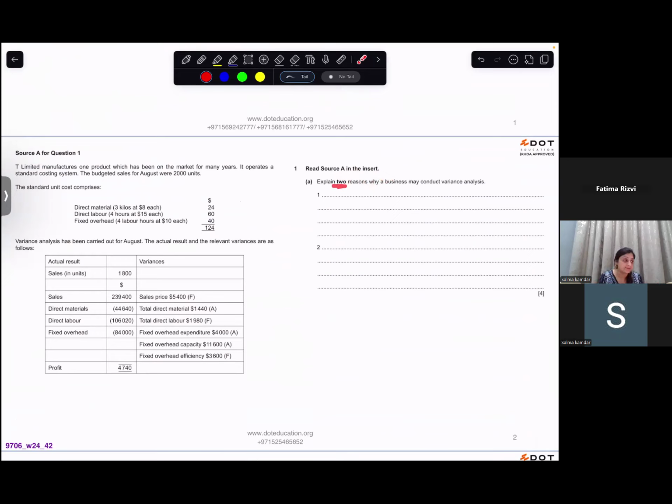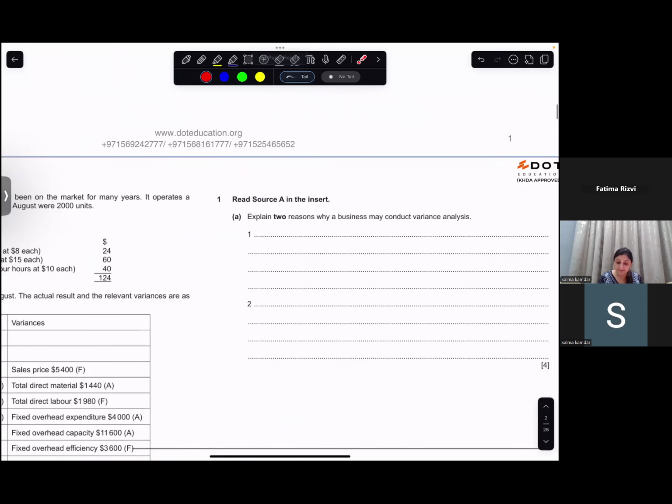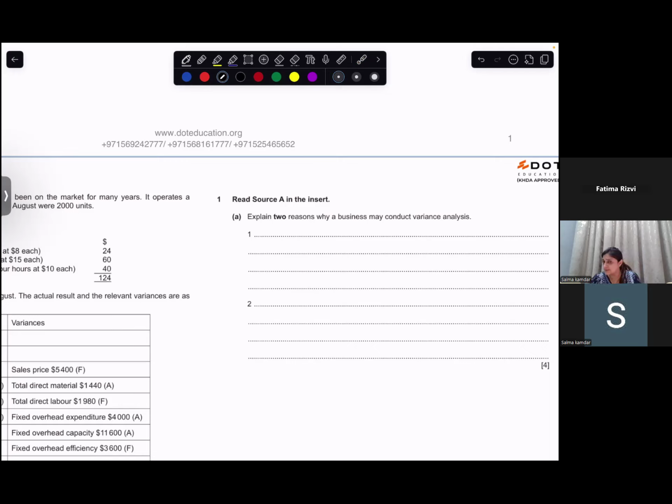You can just answer. So can you tell me the first part, 4 marks, two reasons why a business may conduct variance analysis? Can you tell me what is variance analysis? It's the difference between the standard budget and the actual budget. I don't know what's a standard budget. Standard budget is like all of your estimated price and quantity, rate and stuff.